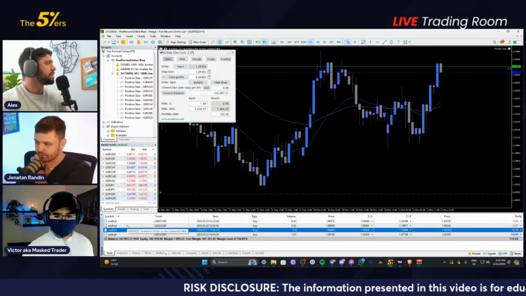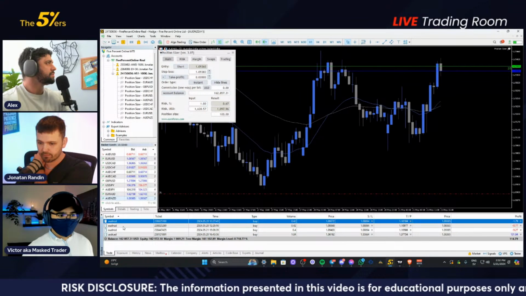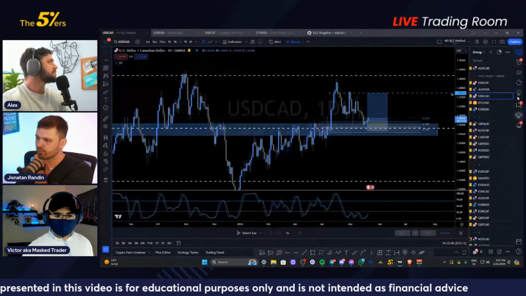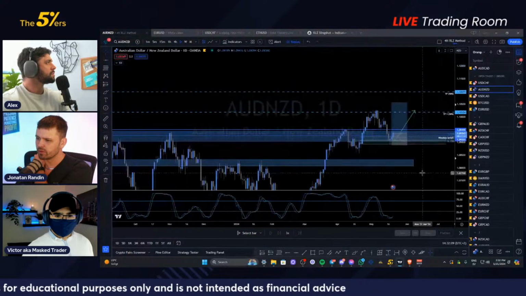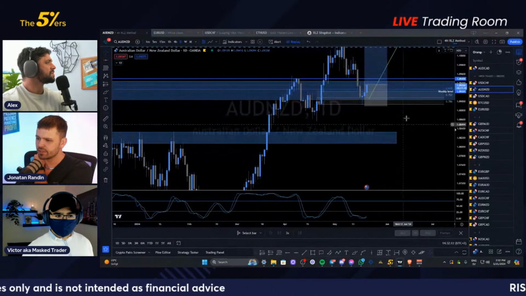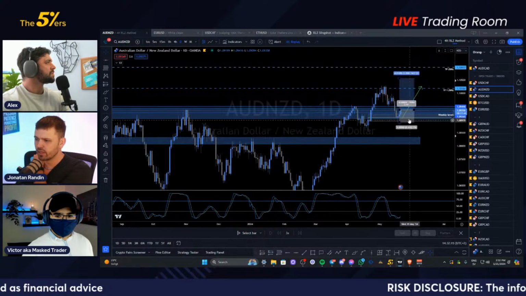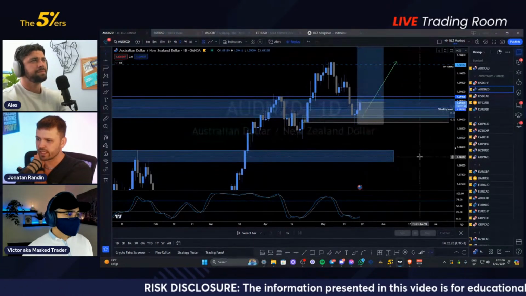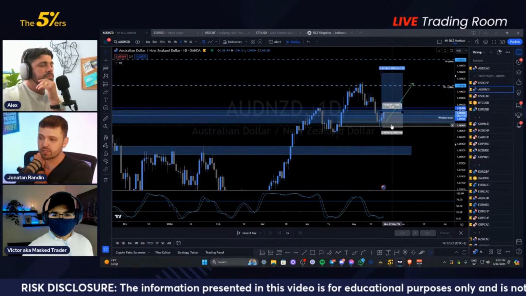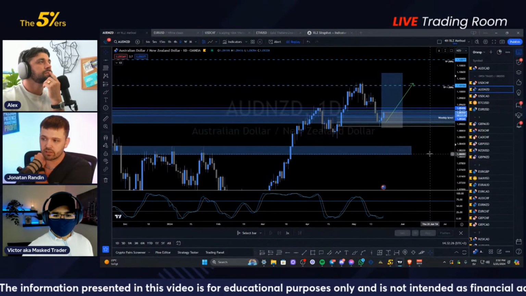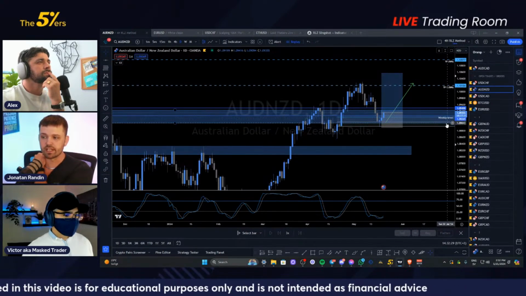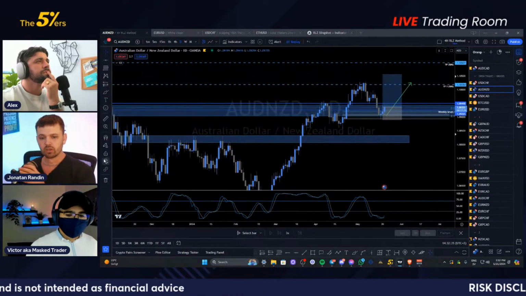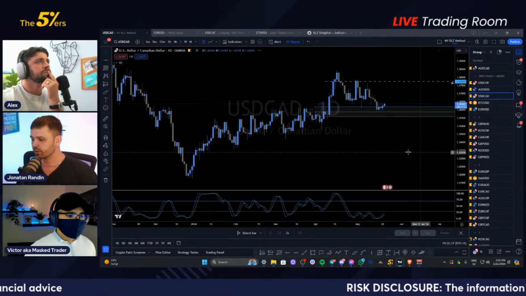Oh, what is AUD NZD doing? Oh, you know, it's hanging in there. I still think, if this daily candle can continue to push up, it doesn't have to be a big candle, but if it can just close as a bullish candle, I'd say that I'm definitely happy with this trade right here. All right, now that we got the news.